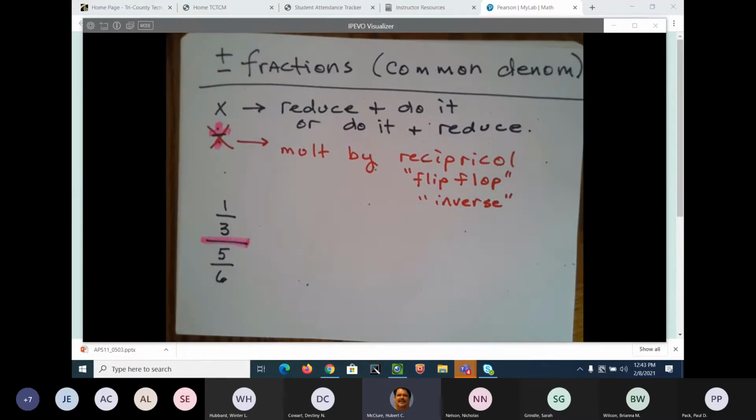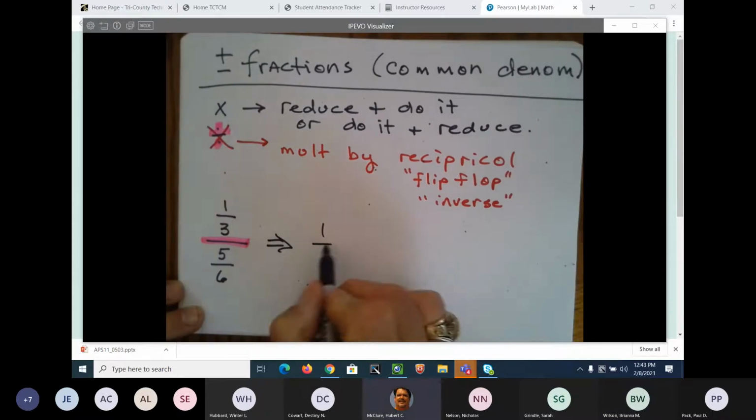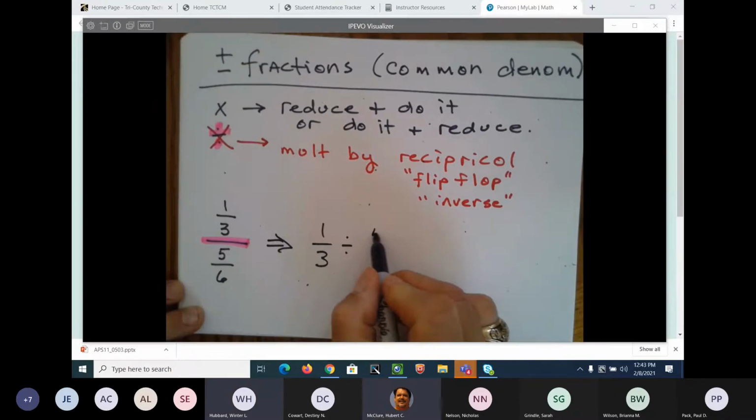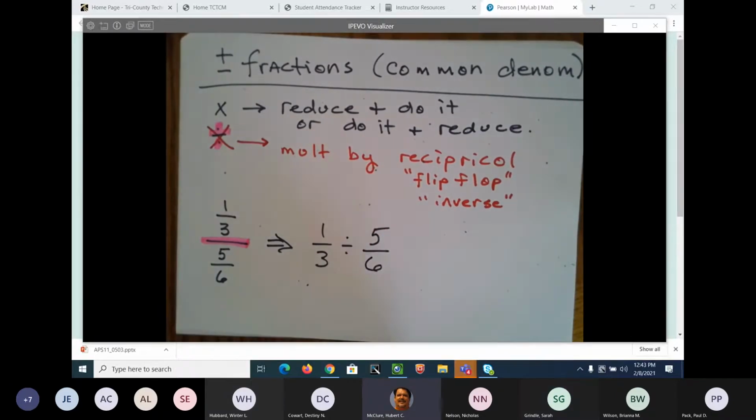I once had a student that was studying for the Praxis or the standardized test, the TEAS or whatever. And they had a problem on there and it was like this and they didn't know what to do. This is nothing but this. Okay? That's all that is.